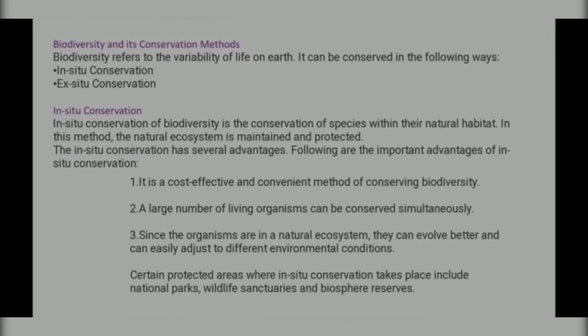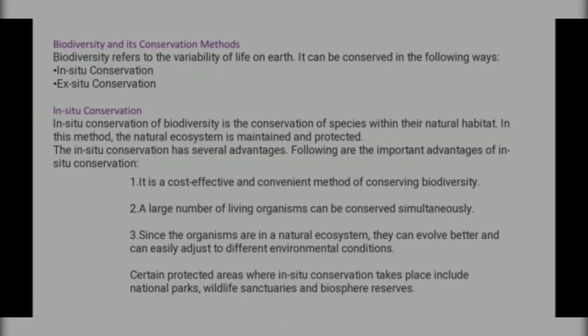So in this method, the natural ecosystem is maintained and protected. In situ conservation has several advantages. Following are these advantages: first, it is a cost effective and convenient method of conserving biodiversity.